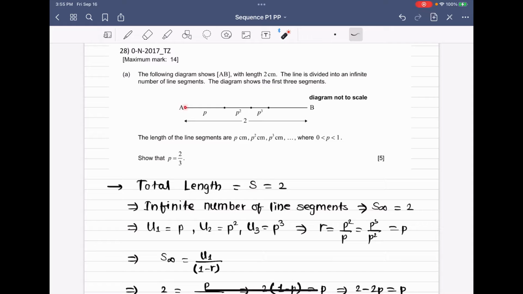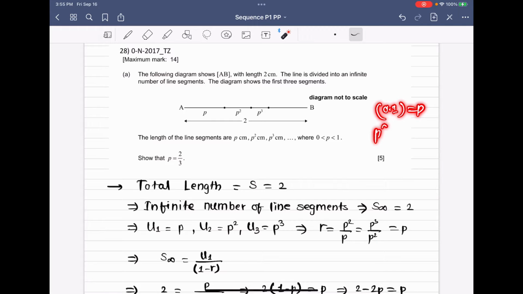If you will see, A to this point is P. But from this point to this point is P square, the length is smaller than that. From this to this length is P cube, the length is still smaller than P square. So the more segments you do, the less length there would be between A and B. The lengths of the line segments are P, P square and P cube centimeters, where P is lying between 0 and 1. So imagine if your P is 0.1.